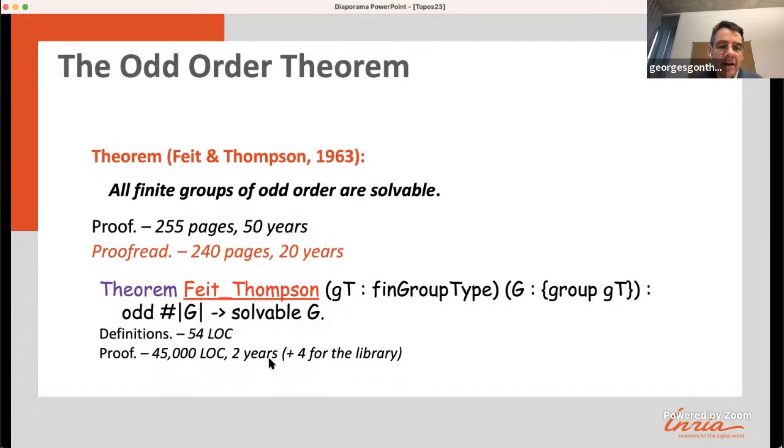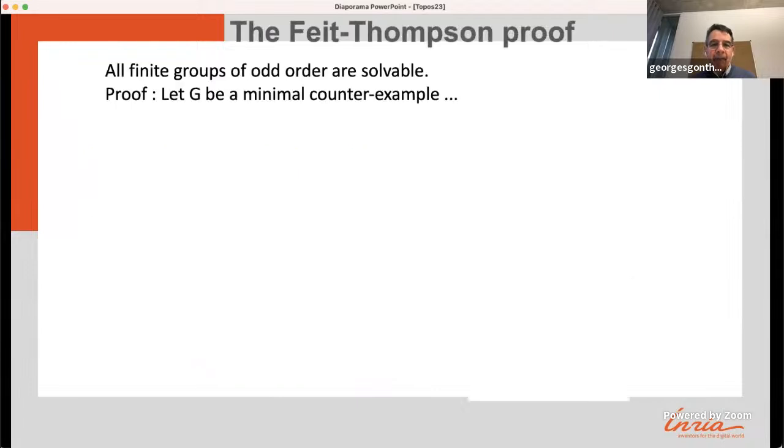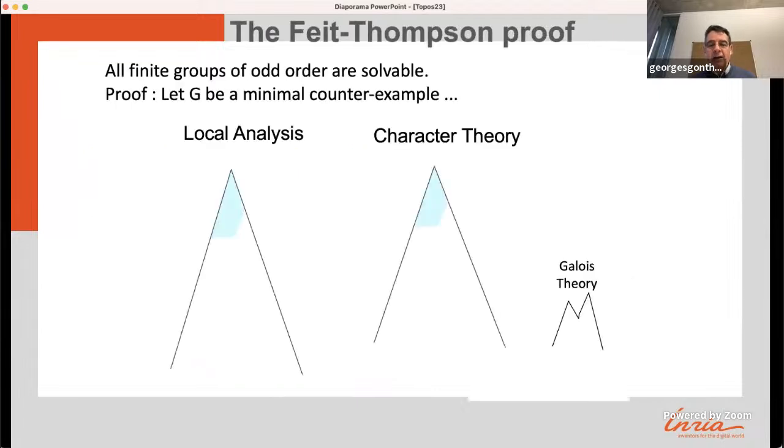And the proof is roughly 45,000 lines of formal logic. My estimate is that it took about 2 years to write the proof itself. But there was an additional 4 years in order to write the library that the proof rests on. So I'll just give a brief overview of the proof. It's basically split into 3 unequal parts, 2 big ones and a little coda.